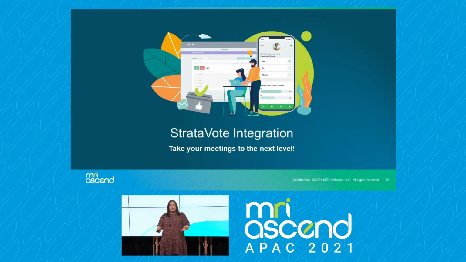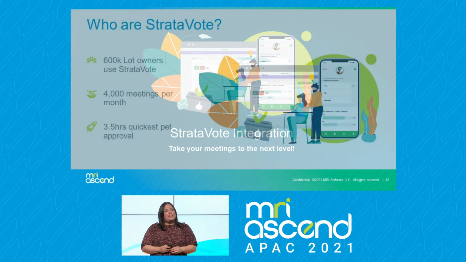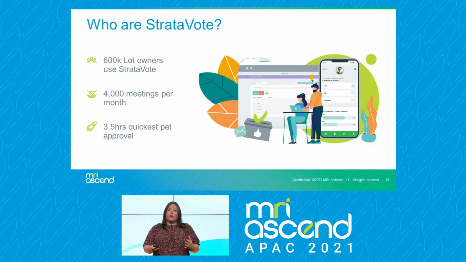The Stratavote integration with Strata Master will add unrivaled meeting and electronic voting functionality to Strata Master, allowing you to manage your meetings and your communities effectively and focus your staff time where it really counts. So who are Stratavote? Let's watch a short video together to learn more about them and why our customers are already using their platform.